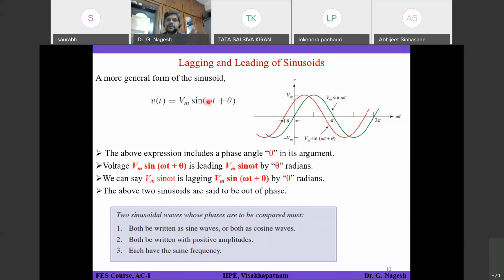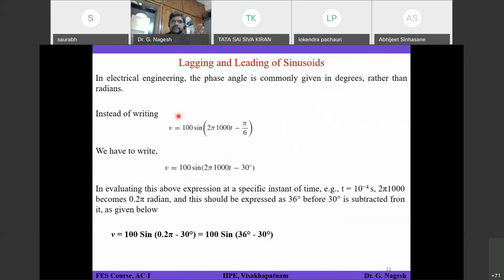So if one is in radians, you have to convert the other one also in radians. That is generally the mathematical form. That is the scenario. But in electrical engineering, the phase angle is commonly given in degrees rather than in radians. So what it means is, this is how a mathematical expression should be expressed.